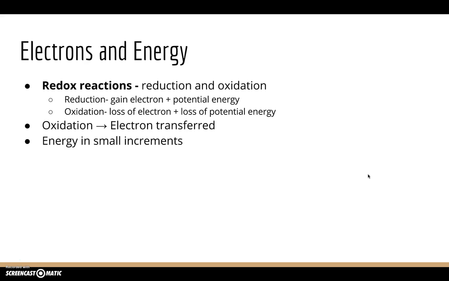So in reduction, an electron is gained by a molecule, and it also gains potential energy. On the other hand, oxidation is the reverse. It's when a molecule loses an electron and also loses potential energy. In oxidation, the electron isn't just lost, it's transferred from one molecule to another. And the use of electrons is the fact that you can transfer energy in small increments.